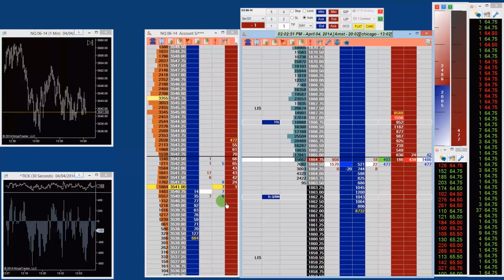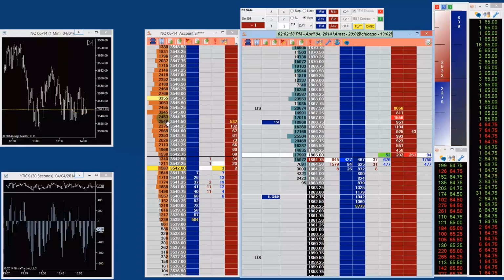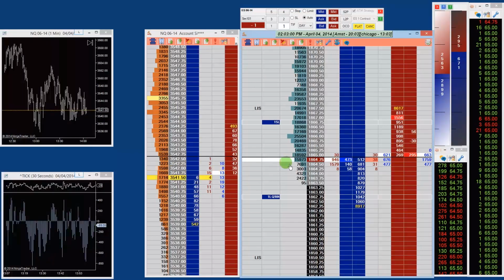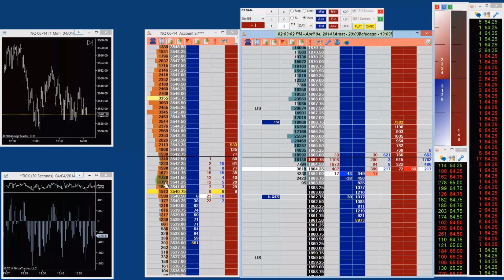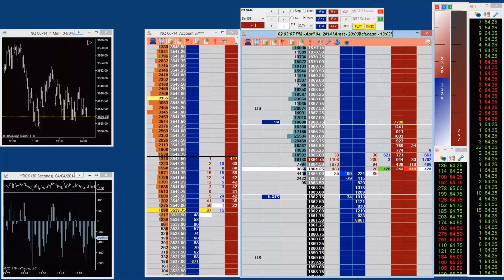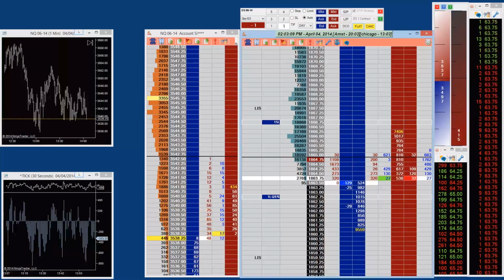Yeah, it might be. To be honest, I don't really. I don't know why I've got it there, to be honest. I've never said I'm going to get out of this trade on the ES because we're stepping on the volume profile on the NQ.